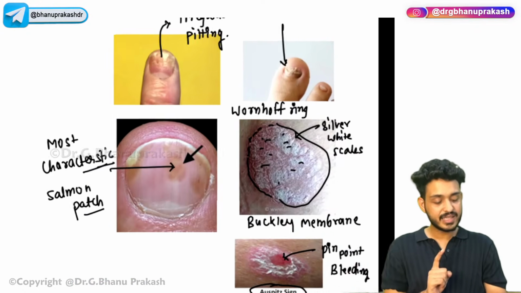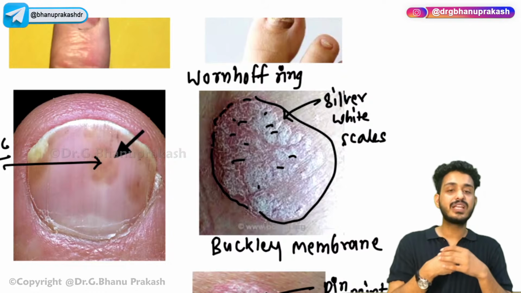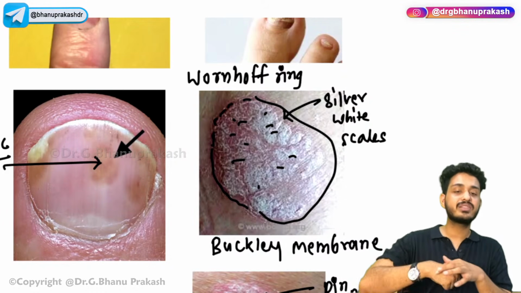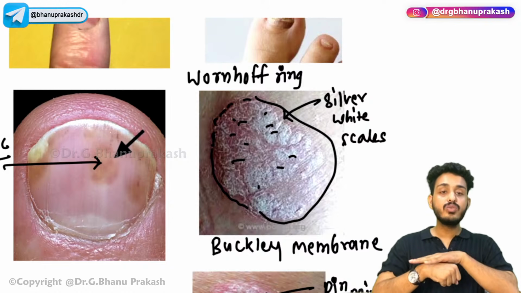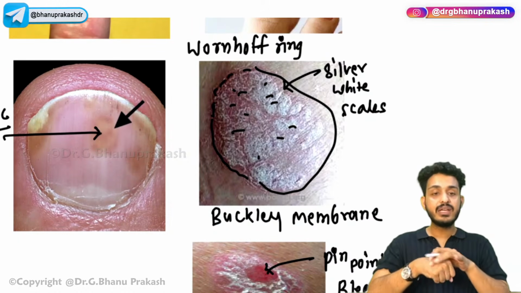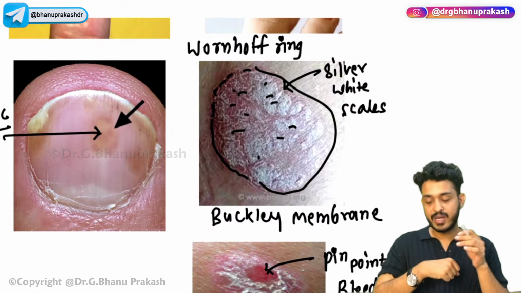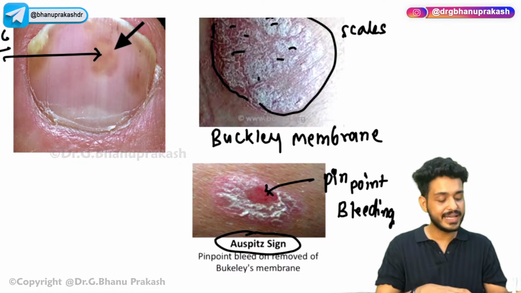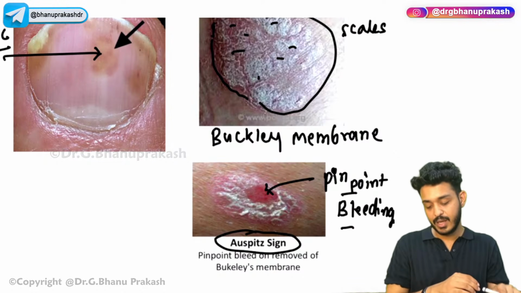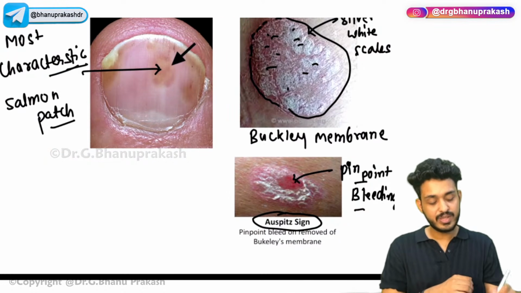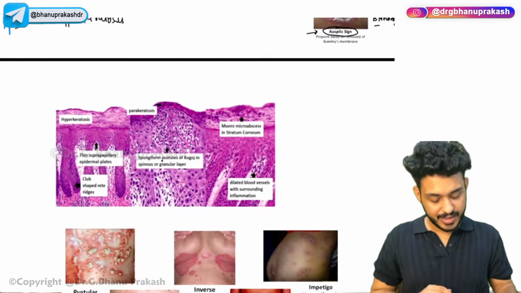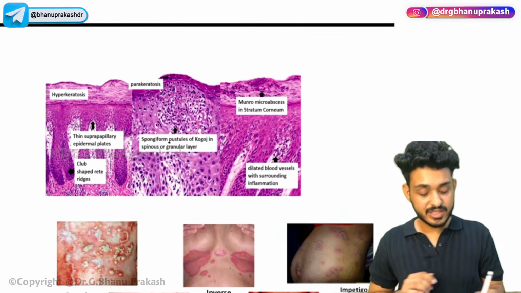Okay. Next thing is you will be having these types of silvery white lesions, and around that lesion you will be having a ring that is known as Woronoff ring. Okay, above the lesion you will be having a membrane that is known as Buckley's membrane, and when you try to remove that particular membrane, you know what happens? There will be some bleeding. Okay, some pinpoint hemorrhages will be there. This is known as which sign? Auspitz sign. Which sign will we call it? We will call it Auspitz sign.